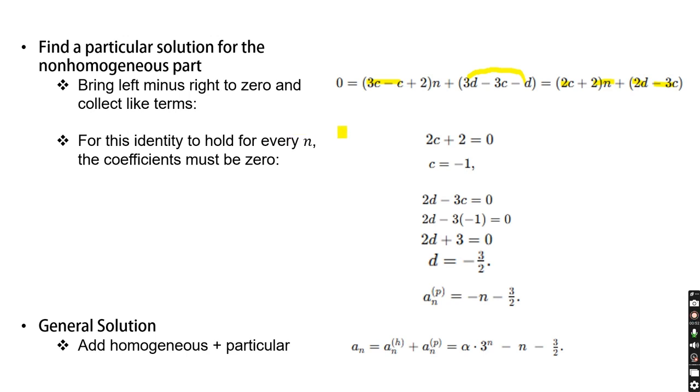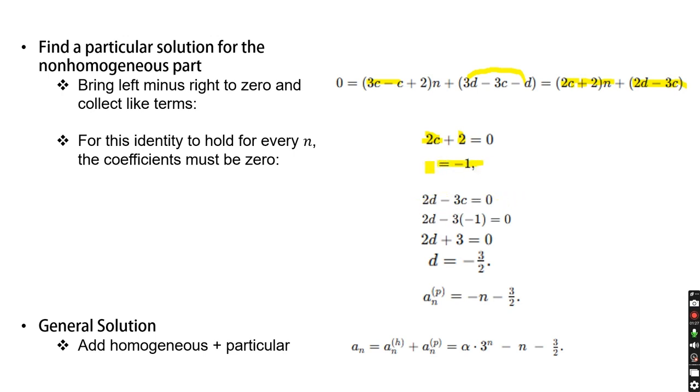So, for this identity to hold for every n, the coefficients must be 0. So, we have 2C plus 2 is equal to 0. So, C is equal to negative 1, because we divide by 2. And then from the other, we get 2D minus 3C is equal to 0.